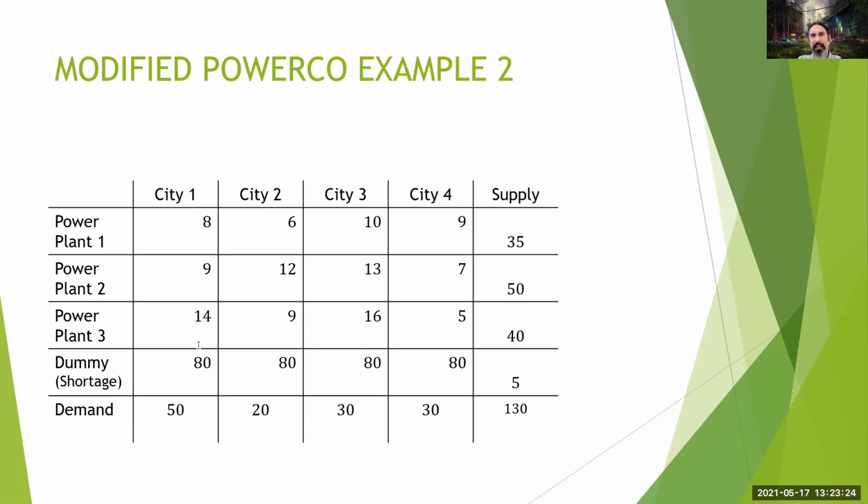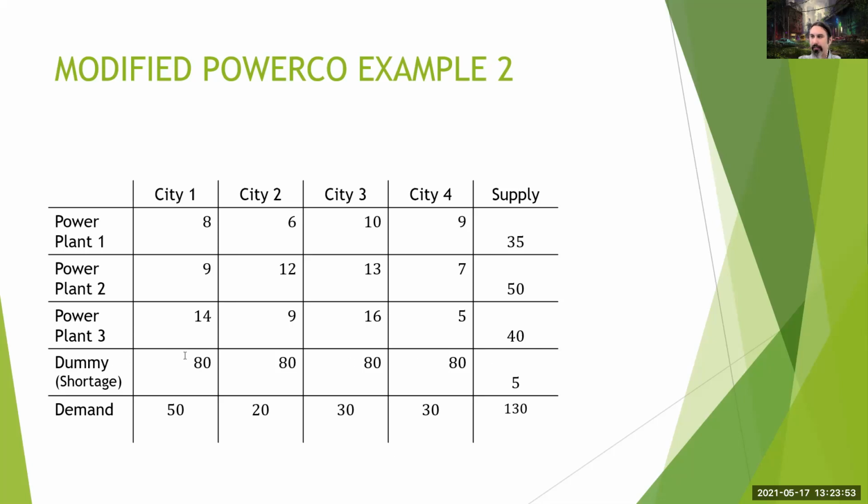For example, it's 80 for every city, so the cost is 80, 80, 80, and 80 over here. But it could have been different. It could have been 80 for city 1, 120 for city 2, 75 for city 3, and I don't know, 2000 for city 4, for example. So if they were different, we would just write the costs accordingly in the different way. But this dummy shortage supply of 5 is just used to balance the scales for supply and for demand.